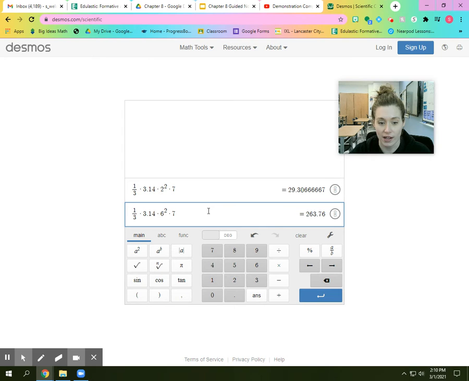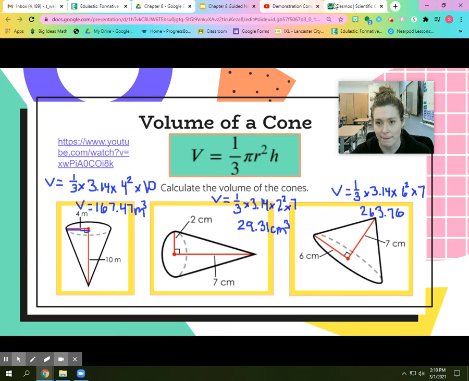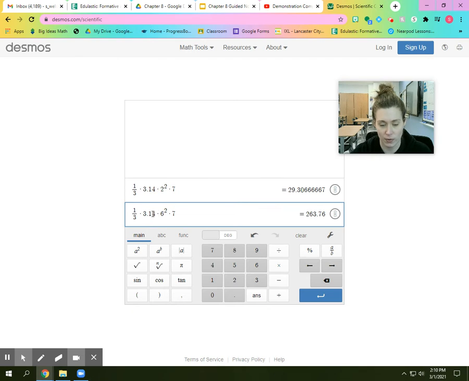Then for the second one, we had a radius of 6 and a height of 7. So we do 1/3 times 3.14 times 6 squared times 7. And we get 263.76.